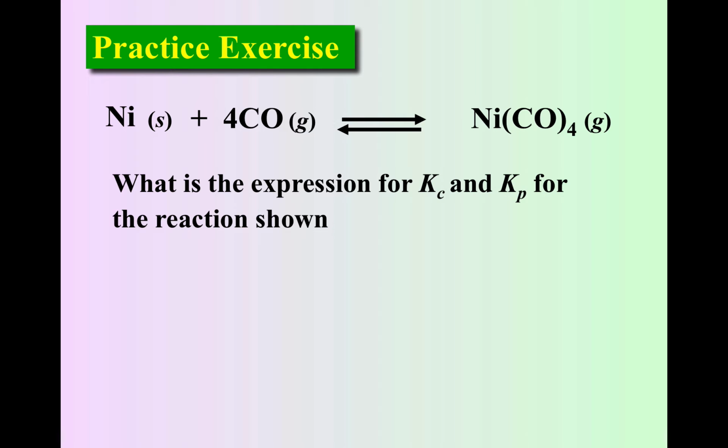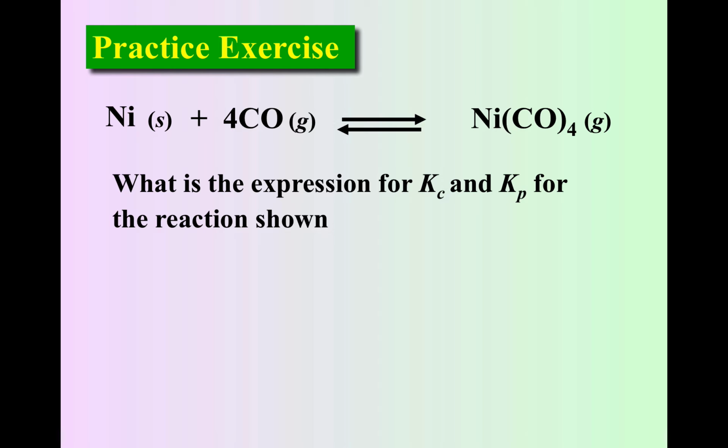All right, so practice exercise. What is the Kc and Kp expression for the reaction shown? So we've got nickel solid reacting with 4 moles of carbon monoxide to make nickel, whatever that is, Ni(CO)4 in the gas phase. I don't know what that is. Nickel tetracarbonyl, I guess. Nickel tetracarbonyl gas.